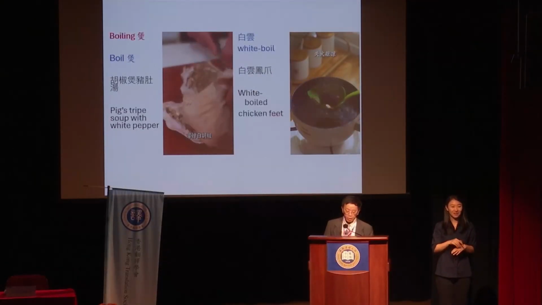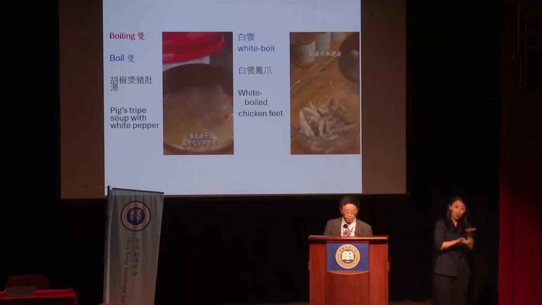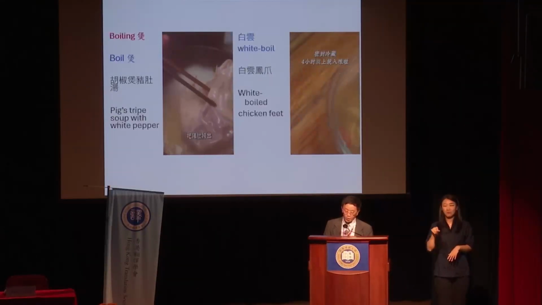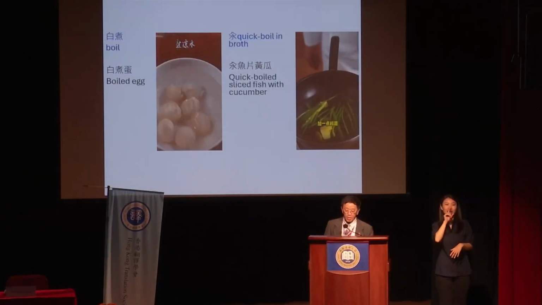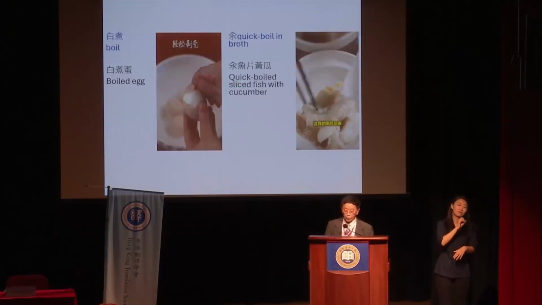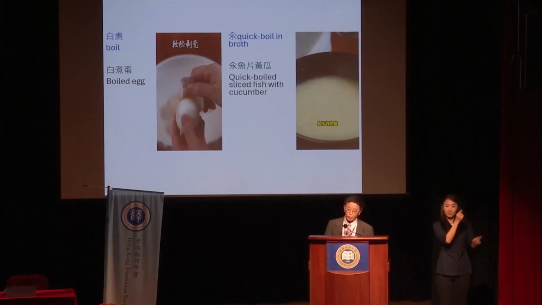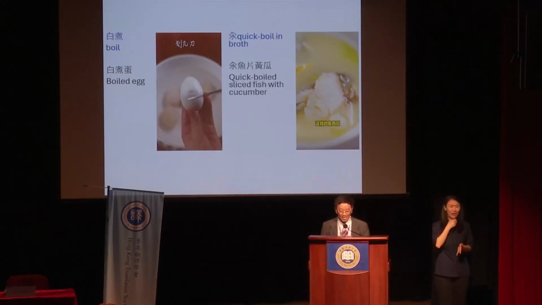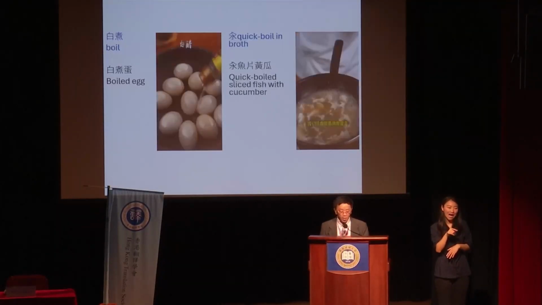The third method has to do with boiling. You can use the word 煲, say 胡椒煲猪肚汤, or use 白云, which means white boil, say 白云凤爪, meaning white boiled chicken feet, and so on. You can have 白煮, say if you boil eggs, then this 白煮蛋. If you quick boil something, that is 宣, I don't know how to pronounce the word. It's C-U-A-N anyway. 鱼片黄瓜 is quick boiled sliced fish with cucumber, and so on.